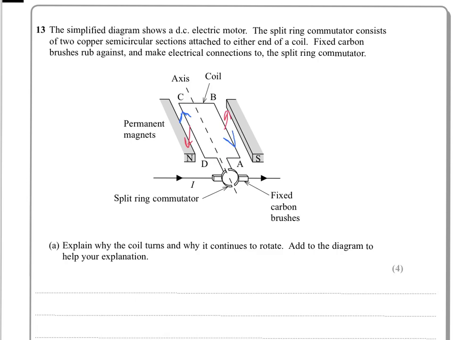And then what you have to explain in your answer is that when it reaches the vertical position, the split ring commutator swaps over which side is connected to which brush, and that reverses the current in the coil, allowing it to continue past the vertical position and make another half cycle, and then that process repeats. So you need to explain both the forces from Fleming's left-hand rule and the action of the split ring commutator allowing the current to reverse and the process to continue and repeat itself.